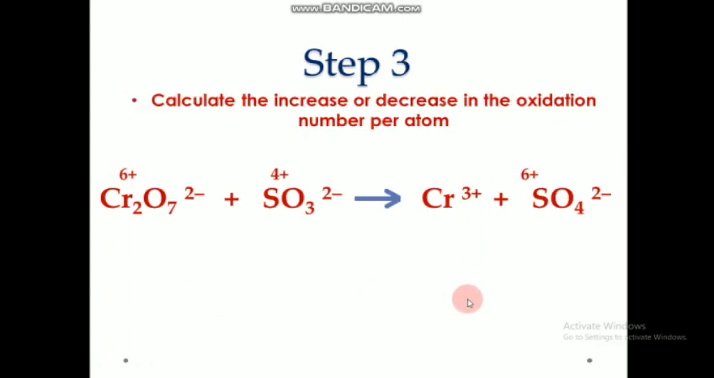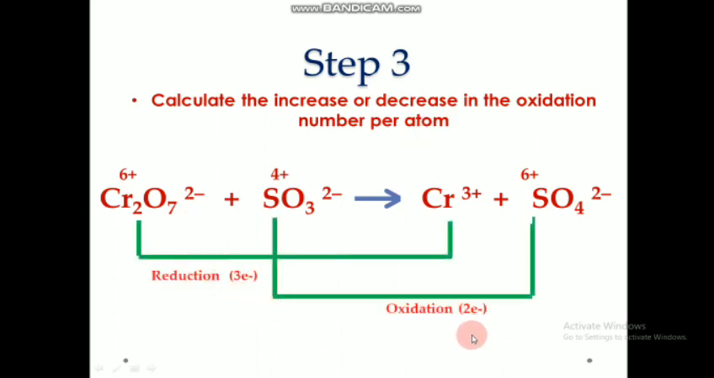Moving on to the third step where we calculate the increase or decrease in the oxidation number per atom. So we need to check the oxidation numbers here, how much it is reduced and how much it is oxidized. So here if you see 3 electrons are reduced and 2 electrons are oxidized, there is a mismatch also. And one more thing is, here if you see 2 atoms of chromium is giving 6+. So here one atom of chromium is showing 3+. So there is a mismatch in this.